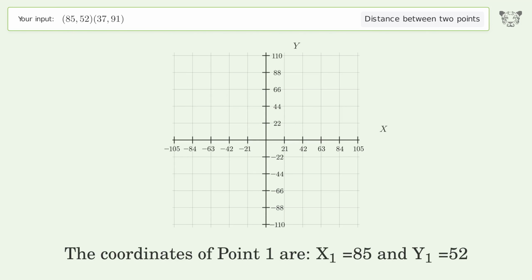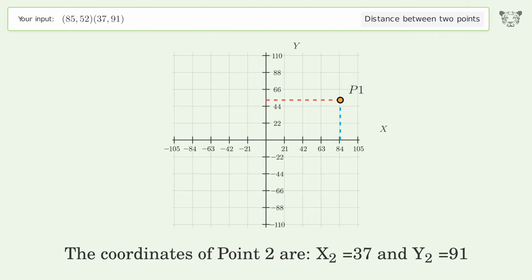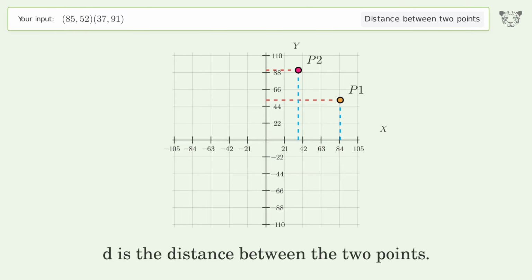The coordinates of point 1 are x1 equals 85 and y1 equals 52. The coordinates of point 2 are x2 equals 37 and y2 equals 91. D is the distance between the 2 points.